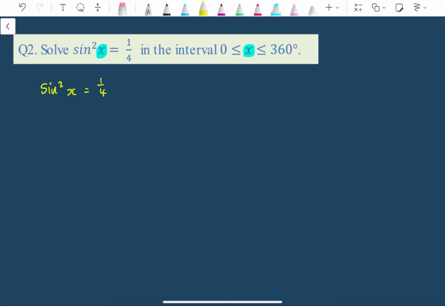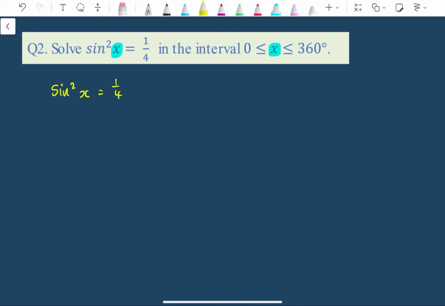Okay, because I want just sine x, I have to get rid of the sine squared before I can solve this. So that means I'm taking the square root for both sides. And remember, the square root gives you both a positive and a negative solution.